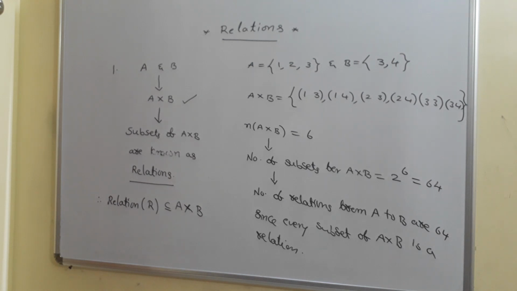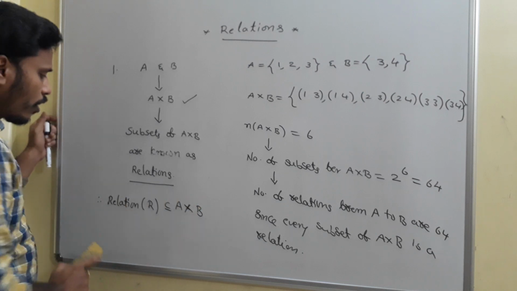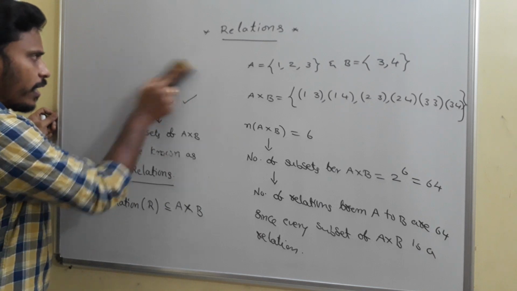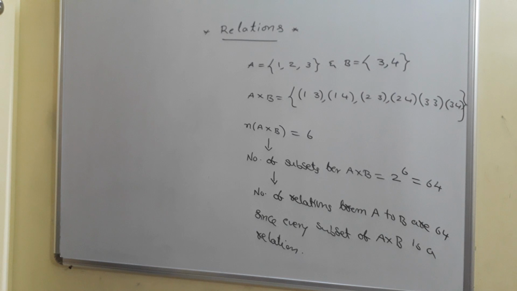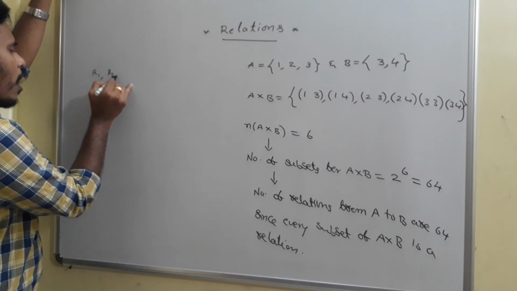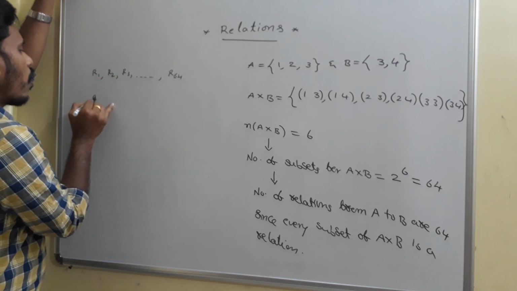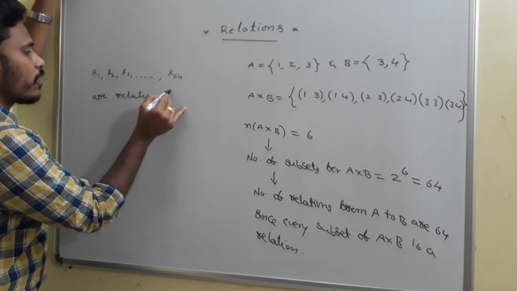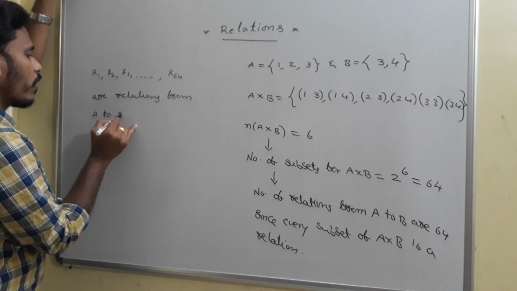Right here in this situation, since there are 64 subsets and 64 relations, usually we denote a relation by R. I am erasing this for the space concern. Since there are 64 relations, you may take those relations like this: R1, R2, R3 and so on, R64 are relations from A to B.